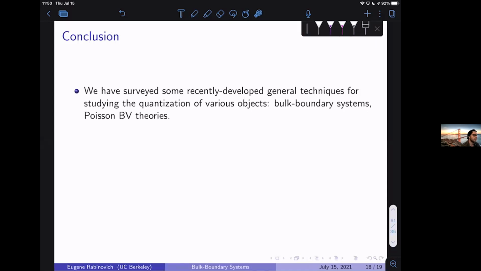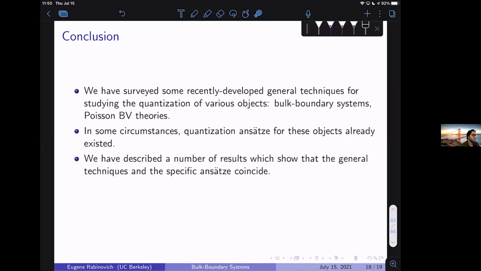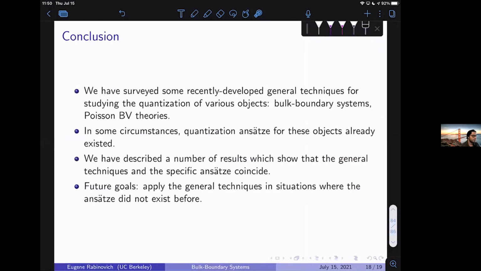So let me very quickly summarize. We surveyed some recently developed general techniques for studying quantization of bulk-boundary systems and Poisson BV theories. In some circumstances, there were already quantization Ansätze for these objects, for example, the Weil algebra or the chains on g. And we described some results which show that the general techniques match with the specific Ansätze. So the next question might be, well, look towards the future and see if the general techniques can apply in situations that weren't already studied before. For example, theories of a mixed topological and holomorphic nature.